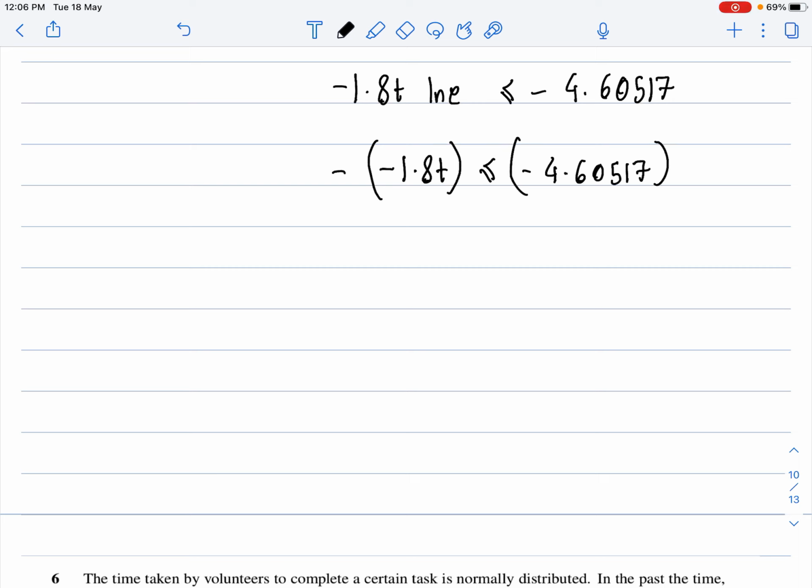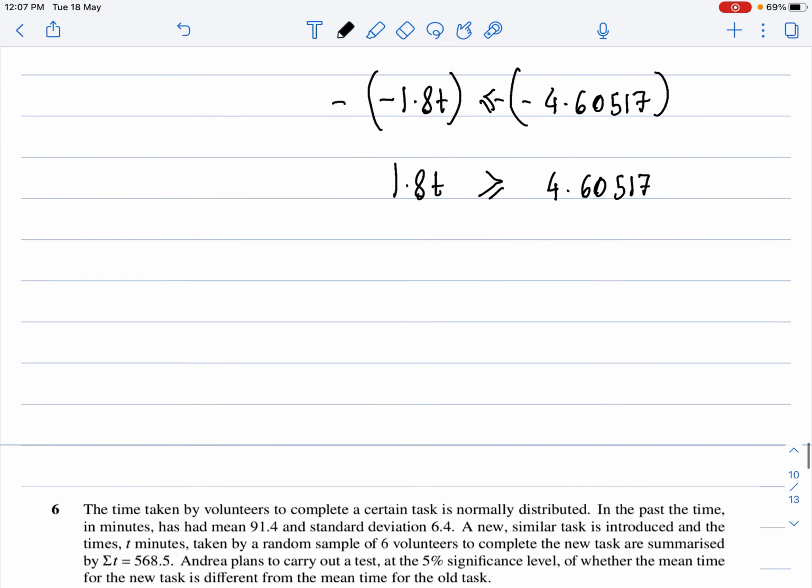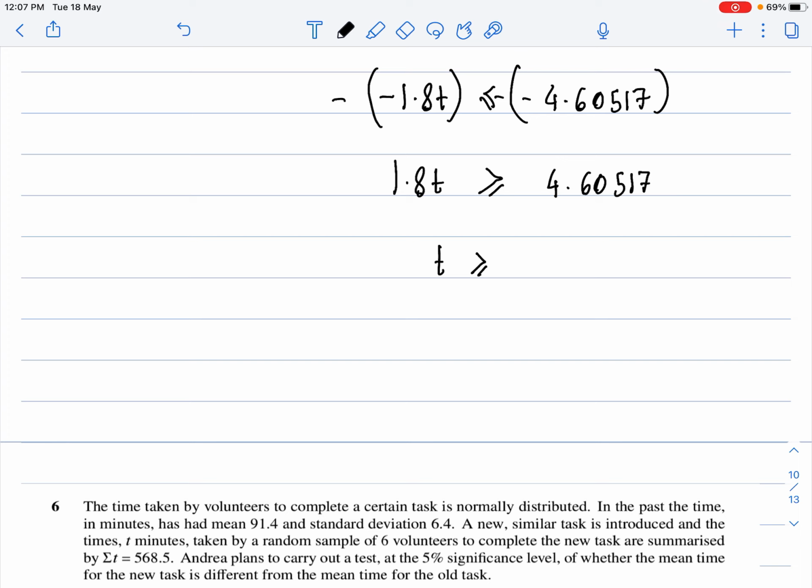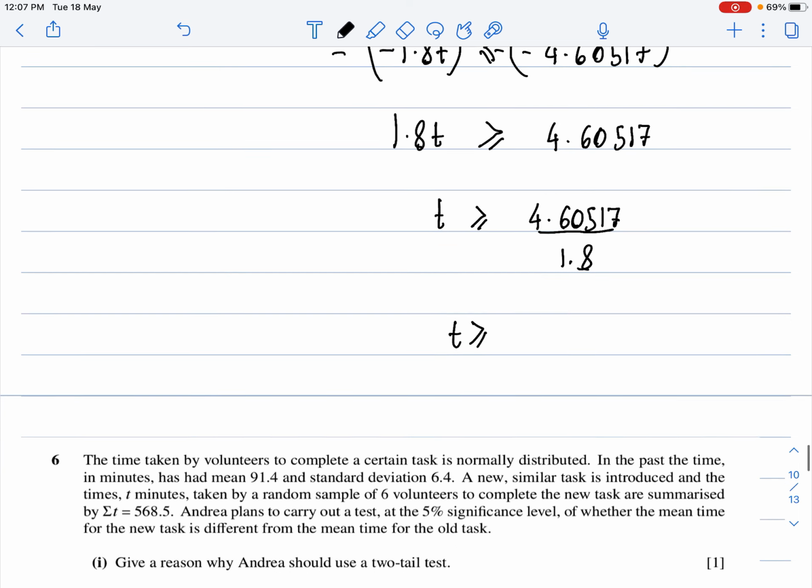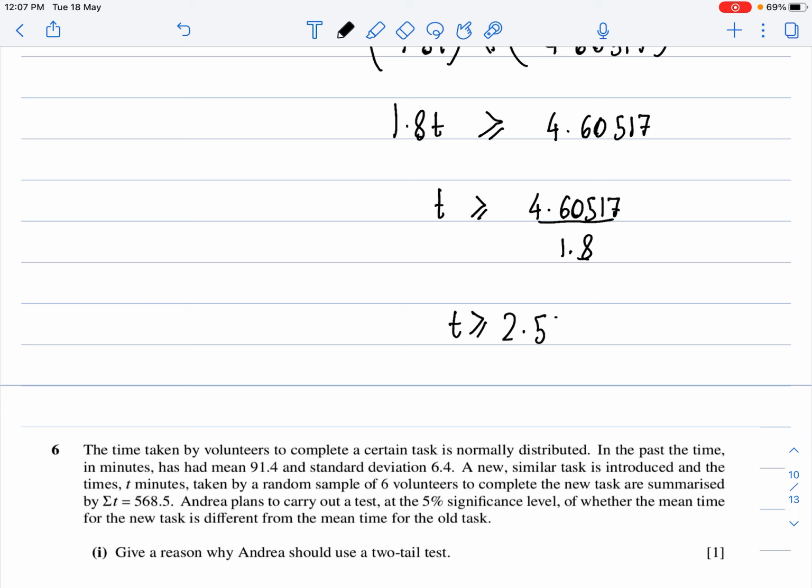Now I can multiply negative to both sides of the equation. So I'll get 1.8t here and I'll get 4.60517. But in inequalities, when you multiply negative on both sides, the sign changes. So here I'll get t more than equal to 4.60517 over 1.8. You can solve this on the calc. So I get my answer as 2.56, which is basically the final answer of my question.